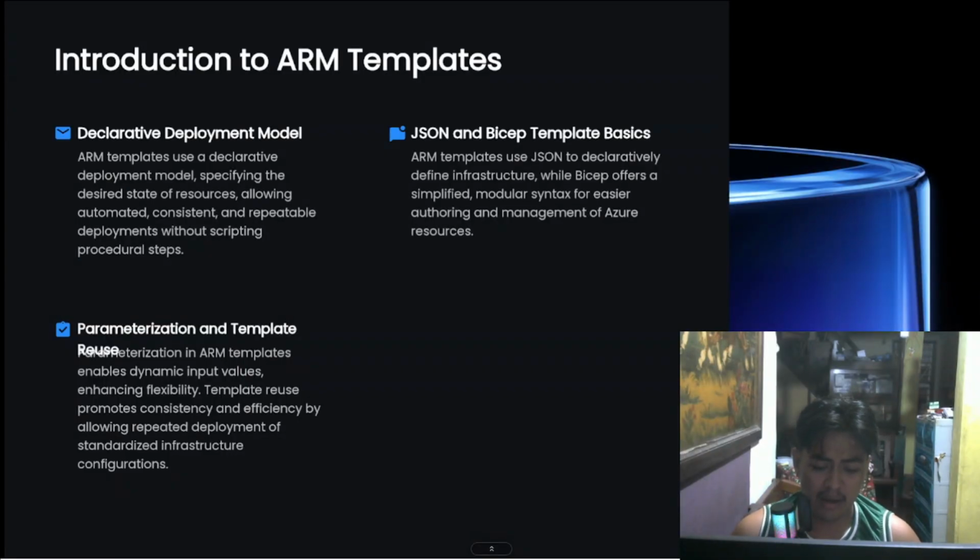Now, the parameterization and template reuse. A critical feature is parameterization. This allows us to use dynamic input values in our templates, which greatly enhances flexibility. By using these parameterized templates, we promote consistency and efficiency, allowing for the repeated deployment of standardized infrastructure configuration across different environments.